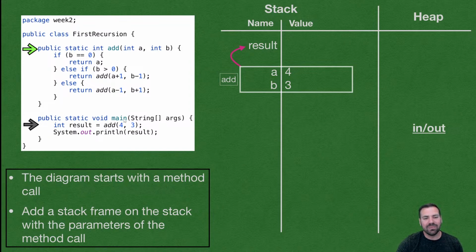So when we run, we start easy enough, not simple enough, but familiar enough. We start with the main method. We're going to put a variable named result on the stack. We're going to put a stack frame for add, label it as add, solid line for a stack frame, return arrow goes to the variable where the value is going to be returned. And then add is going to be called with the arguments 4 and 3. The method has parameters A and B, so A and B get assigned 4 and 3.